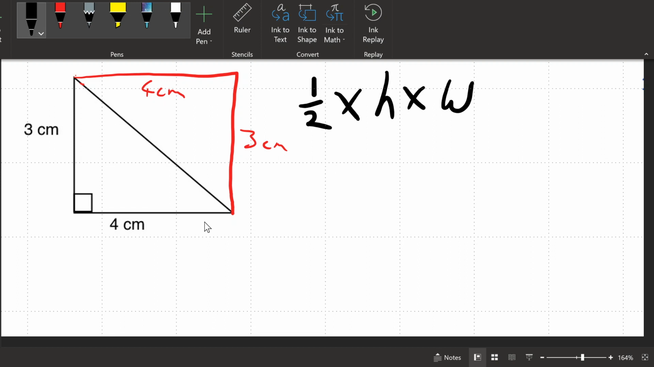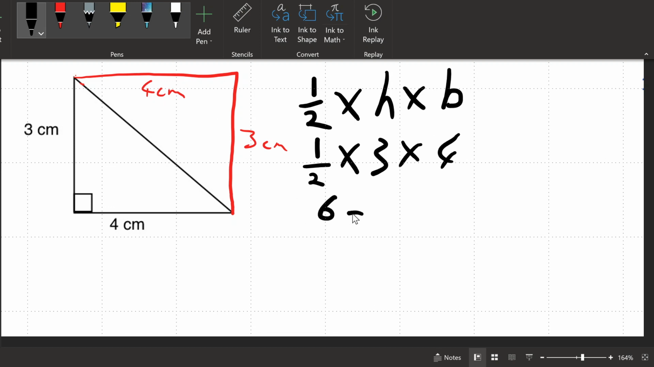Now, in this situation, because we're dealing with triangles, we're not going to talk about the width. We're instead going to refer to it as the base. I'm just going to put in a little b to represent the base. So, 1/2 the horizontal height, 3 multiplied by the base, 4. And we'll end up getting 6 centimeters squared. And that's absolutely perfect as an answer, okay? So we're seeing 1/2 height multiplied by base.